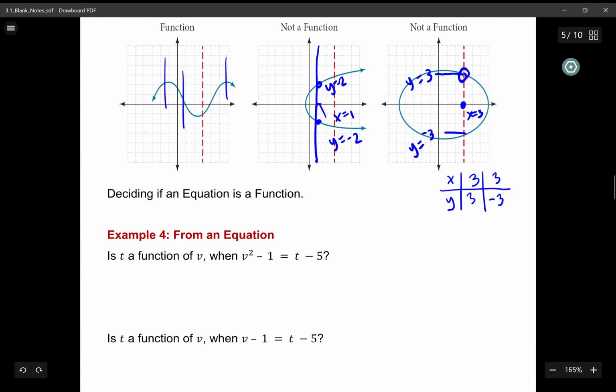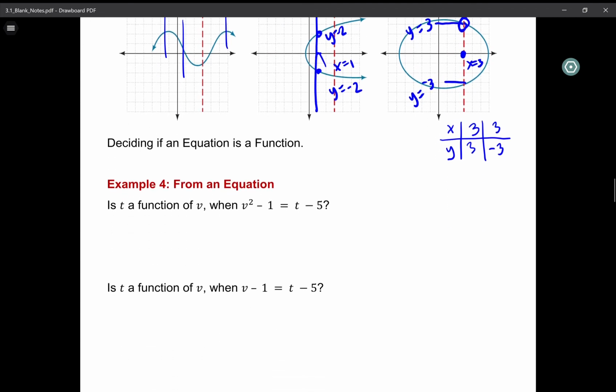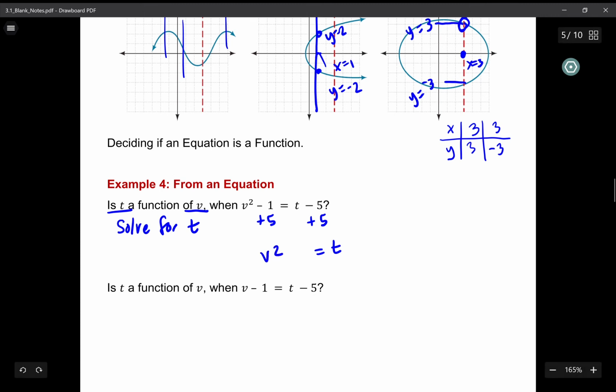All right, last way of deciding if something is a function, let's look at its equation. We're being asked here, is t a function of v? So the first thing we're going to do is solve this equation for t. So to solve this for t, we're going to add 5 to either side to isolate t by itself. So t equals v squared minus 1 plus 5 is plus 4. So t equals v squared plus 4.